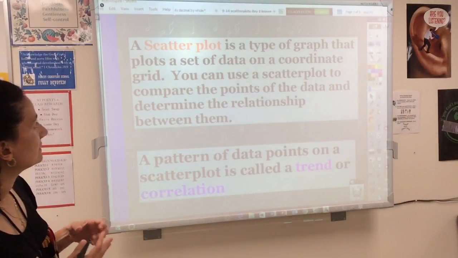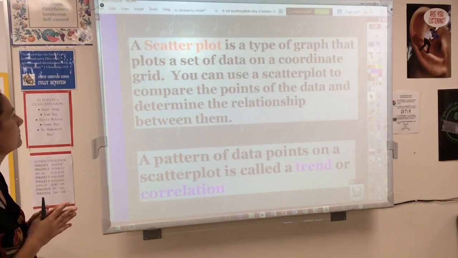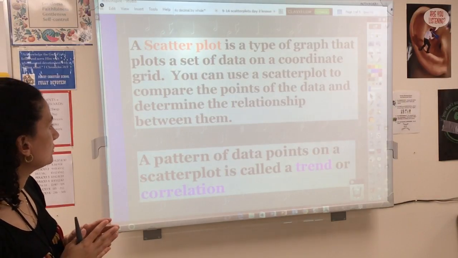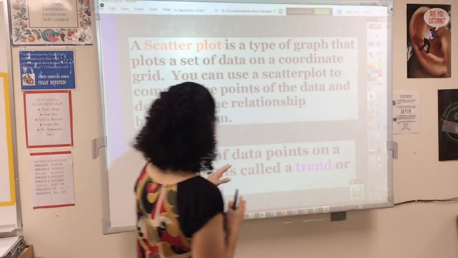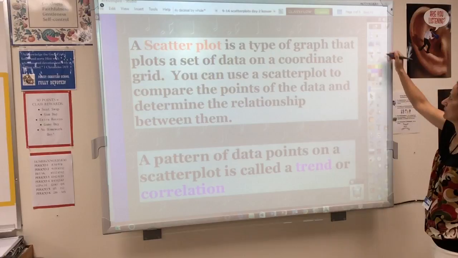Again, a scatter plot is a type of graph that plots a set of data on a coordinate plane. You can use a scatter plot to compare the points to determine if there's a relationship. A pattern of data points shows a trend or correlation.